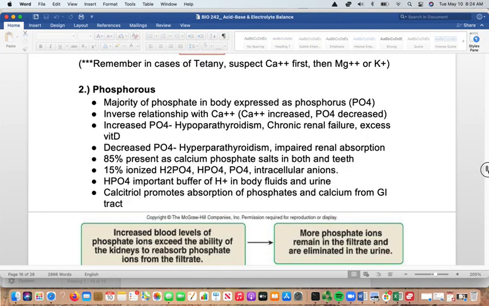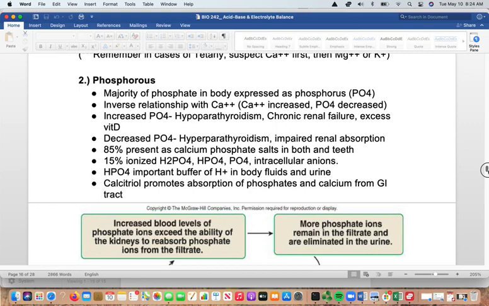Phosphorus, this is a major phosphate in the body. It's got an inverse relationship with calcium, so if calcium is increased, phosphate is decreased. Increased phosphate is seen with hypoparathyroidism, chronic renal failure, excess vitamin D. Decreased phosphate with hyperparathyroidism, impaired renal reabsorption.